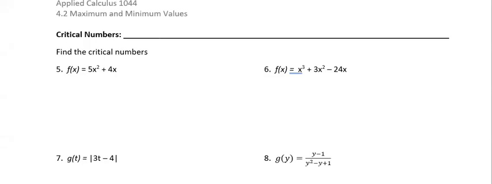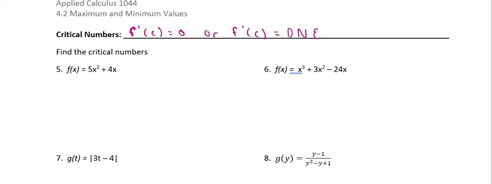Critical numbers. So what is a critical number? Sometimes they're also called critical points. It's the same thing, just different phrasing. Critical numbers are where the derivative is 0 or the derivative does not exist. What that looks like is f prime of c equals 0 or f prime of c does not exist. And if that happens, then we have a critical number.